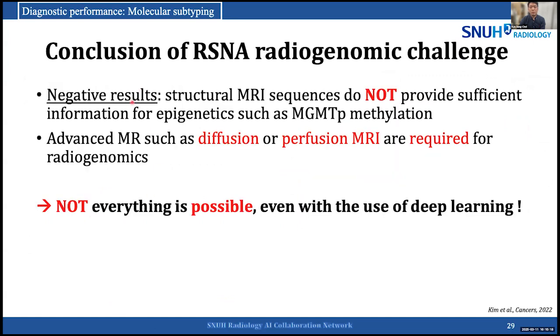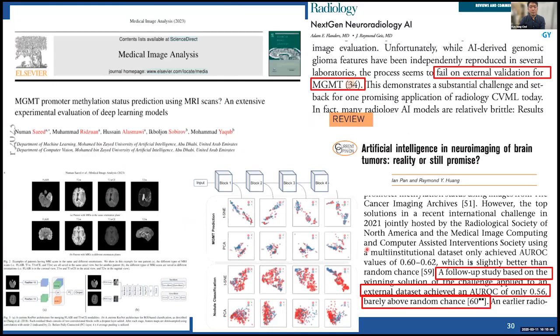So in conclusion, these negative results may suggest that only conventional structural MR sequences do not provide sufficient information for epigenetics such as MGMT methylation. And advanced MR sequences such as diffusion or perfusion MRI are required for radiogenomics in future studies. So not everything is possible even with the use of deep learning.